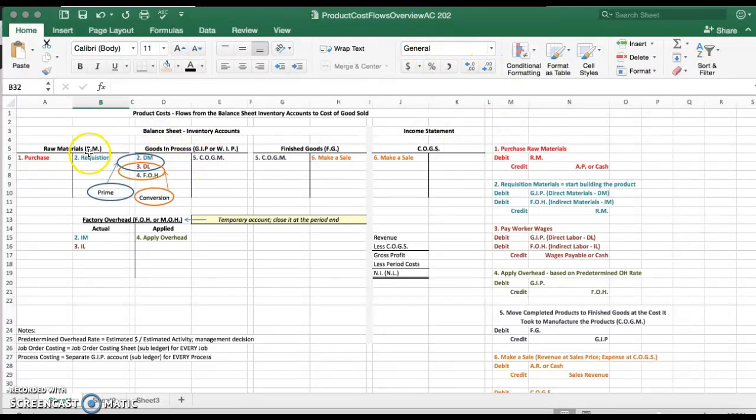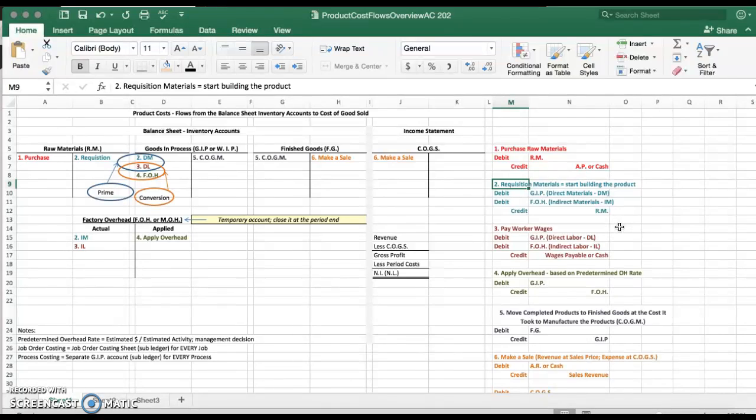product costs. So we always have purchases, and we'll purchase raw materials. And so whenever we're purchasing raw materials, it'll be a debit to raw materials, right, and a credit to either AP or cash. And then the next thing that's going to happen is there's going to be a requisition, which means they're going to start building the product.